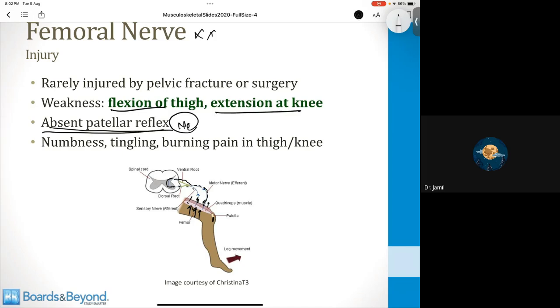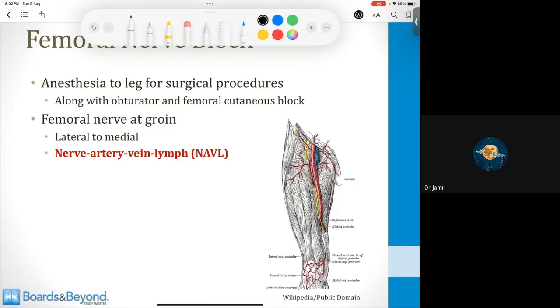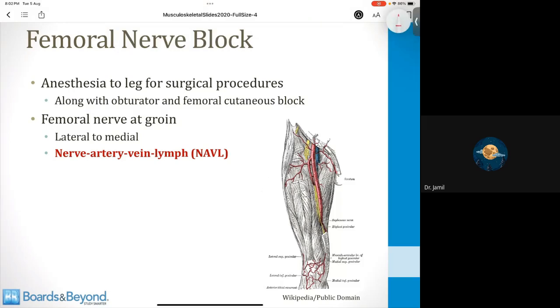The other important thing which you should keep in mind, really important, is that you had a lot of MCQs even in the cardiovascular section. The mnemonic was NAVL. Remember? From lateral to medial, we have nerve, artery, vein, and lymph nodes, right? So this is your nerve, artery, vein, and here you have your lymph node. That's the mnemonic.